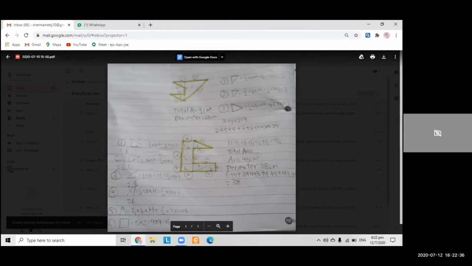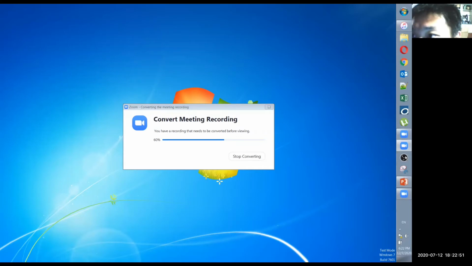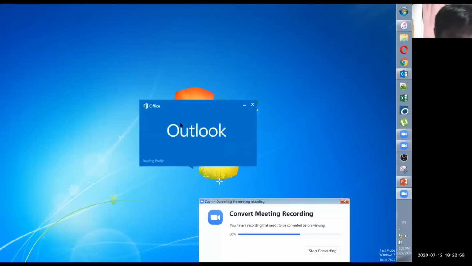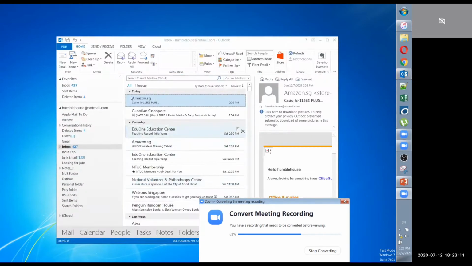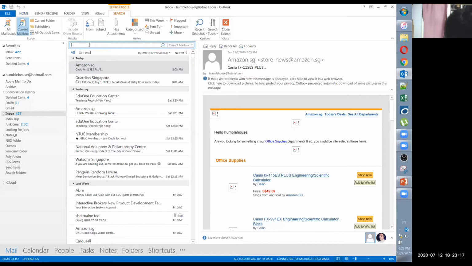Okay, you can stop sharing already. I will share from my side. Okay. Can you see my screen? Yeah, can. Good. So I'm going to show you the 3 these composite figures assignment. It's loading. All right, so let me search.